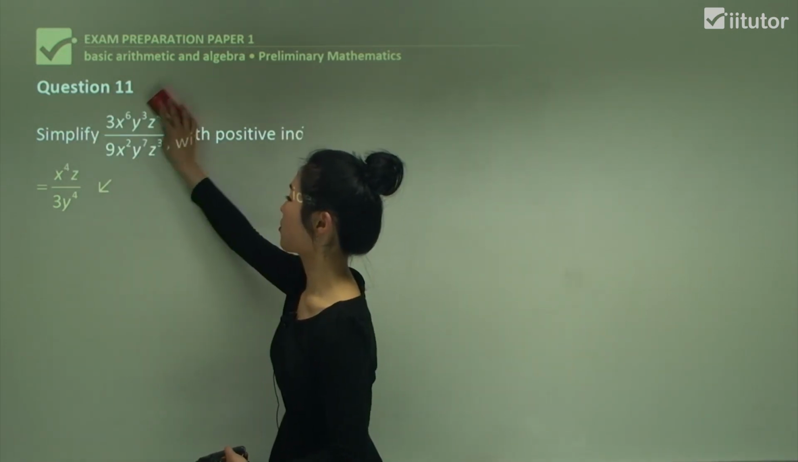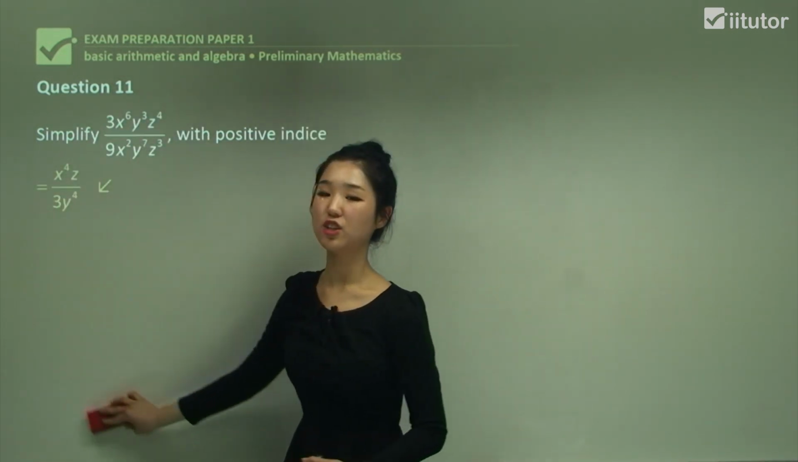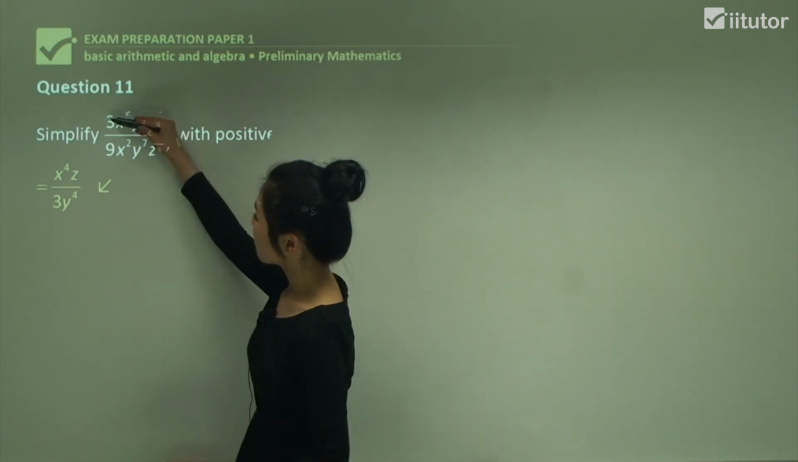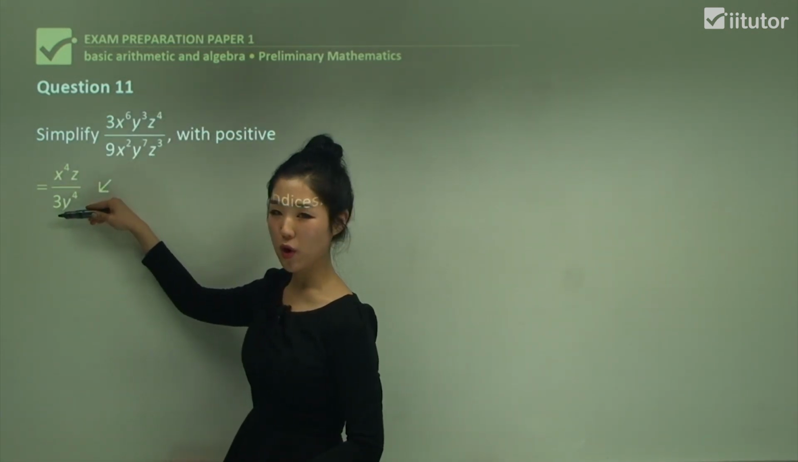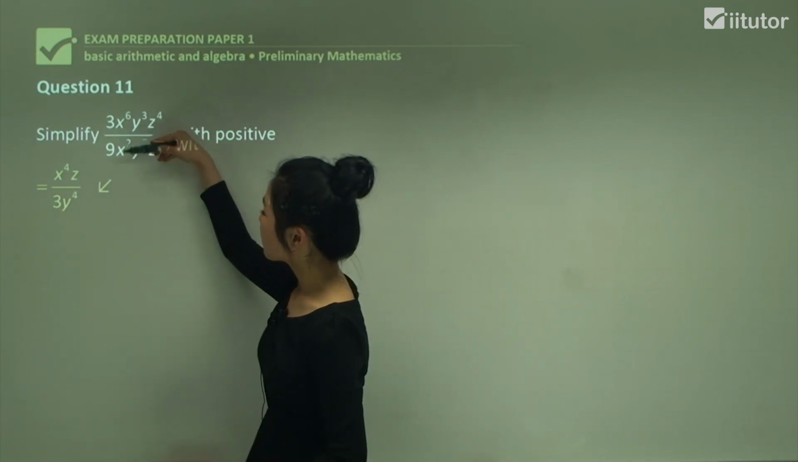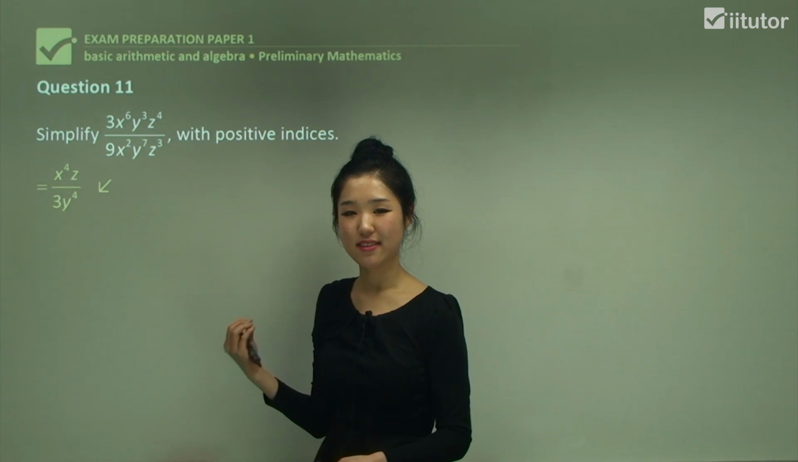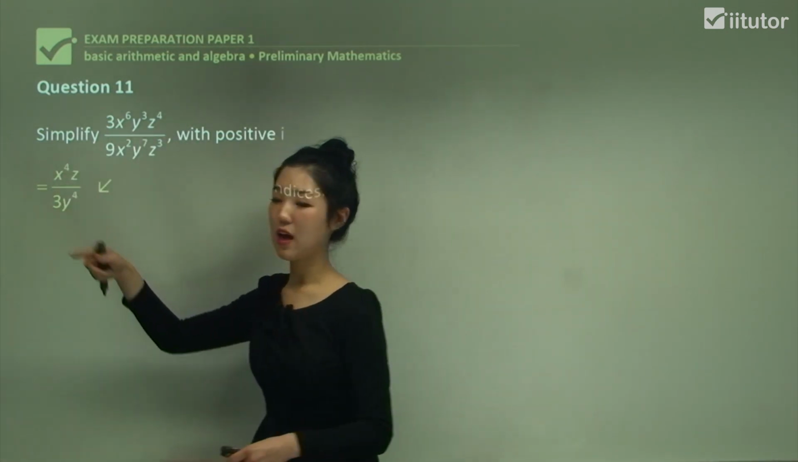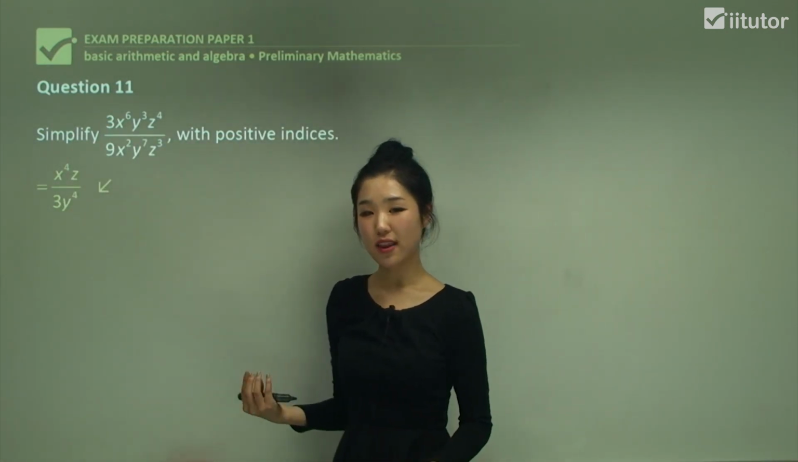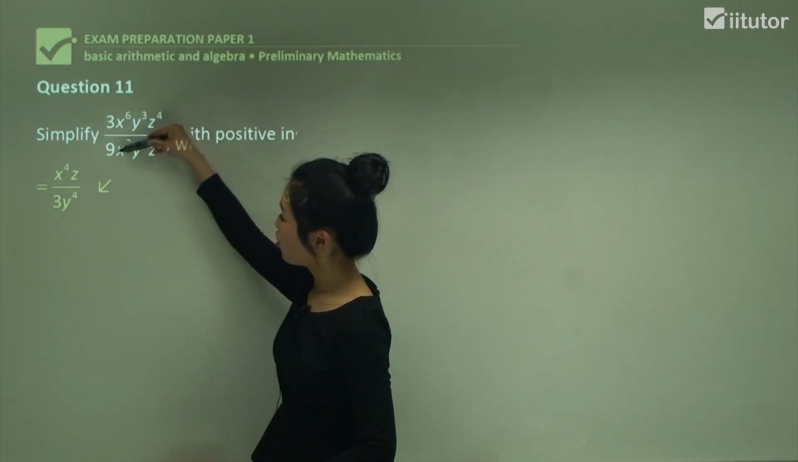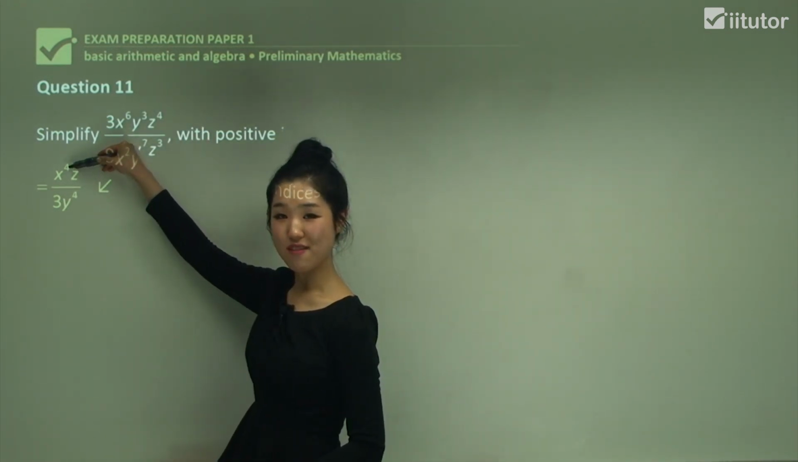So have a look, this is a very simple question. Now if you'd like to use your indices skills, you know that 3 over 9 is 1 over 3, so I won't go through that one. But for x and x, you can subtract the indices because this fraction means that we're dividing. When we're dividing, we subtract the indices. So you can go 6 minus 2 to get 4 for the power of x.